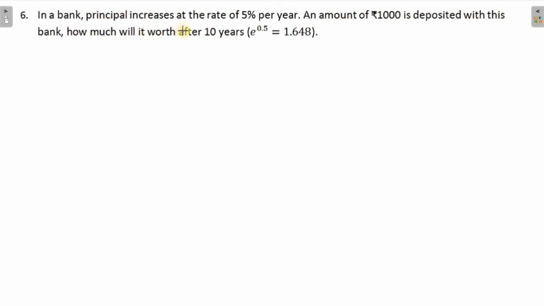In a bank, the principal increases at the rate of 5% every year. So basically 5% is the rate of increase, right? Remember, increase means you have to write plus. Whenever it is increasing, you write plus, and whenever it is decreasing, you write minus. So let P be the principal.